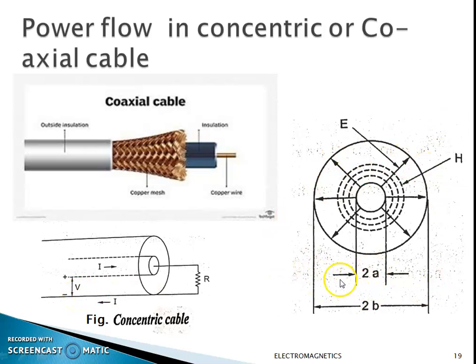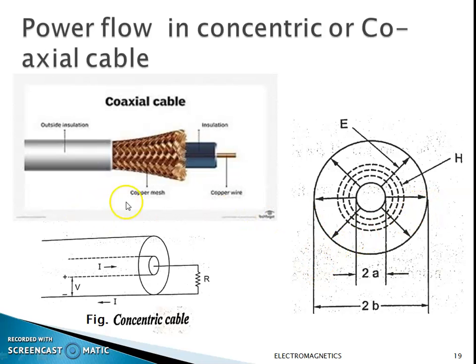And this is the cross-sectional area of the coaxial cable. Here this one is the inner conductor and this large circle is the outer conductor. The direction of the electric field is shown like this. These arrows represent the electric field, and the magnetic field formed inside is marked by these concentric circles. This is H and this is E.